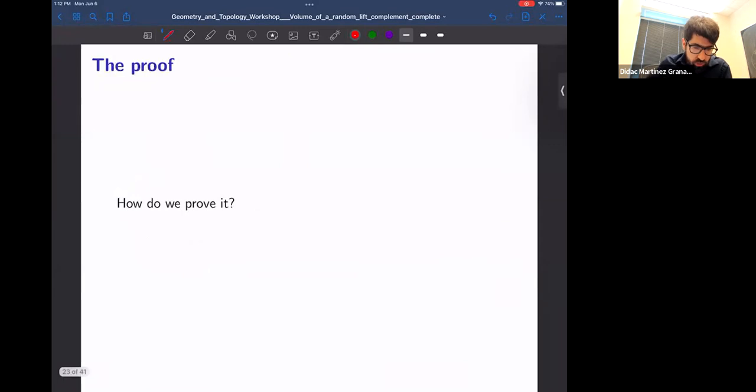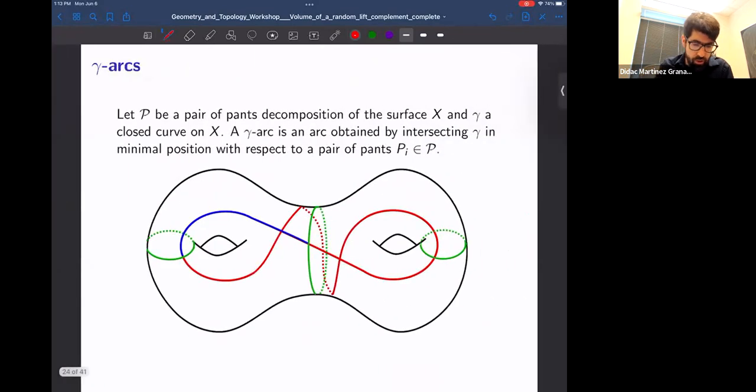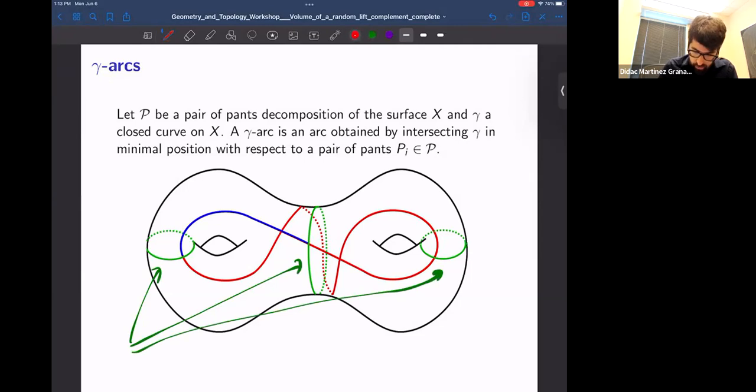So I'd like to say a few words about the proof, and I'm going to be talking about two main ingredients very briefly. The first ingredient is a combinatorial lower bound that was proved by Rodriguez-Migueles, and I would like to briefly say what that is. So let's start with the surface and pick a pair of pants decomposition. And let's consider our curve gamma. In this picture, the pair of pants decomposition is depicted in green, and the curve gamma in question is this curve gamma in red.